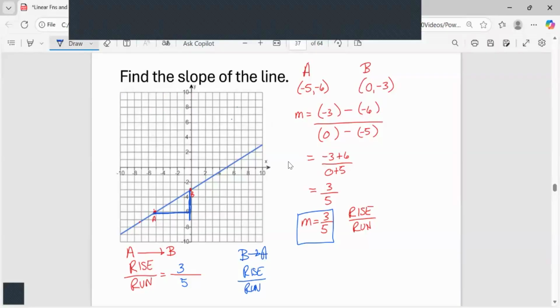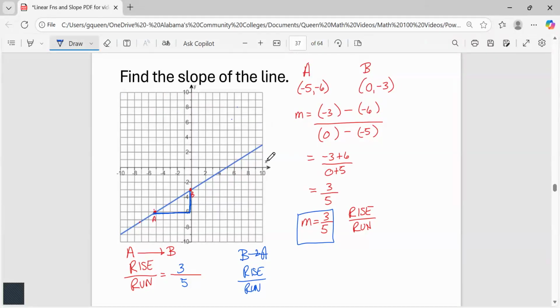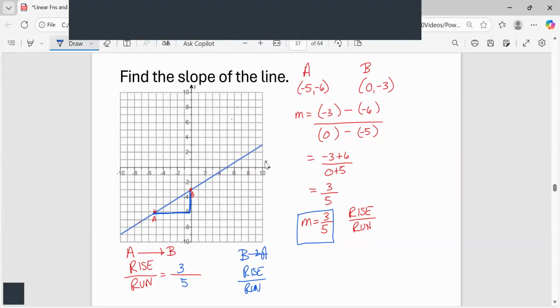So I've got to figure out how far up or down do I need to go, and how far left or right do I need to go when I start at B and I want to end at A. So if we start with the rise, I'm going 1, 2, 3 units, but we're going down to get to point A. So my rise will be a negative 3, and my run will be 1, 2, 3, 4, 5, and we're going to the left. So it will be a negative 5, and negative 3 over negative 5. Those two negative signs are going to cancel out, and I'm going to end up with 3/5 again.